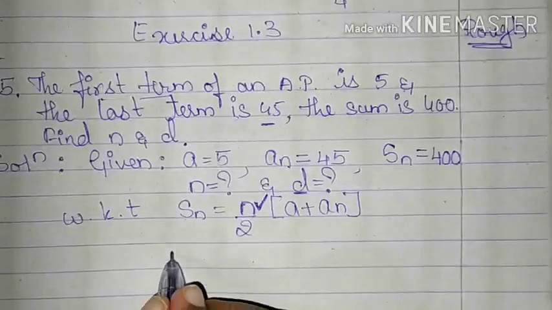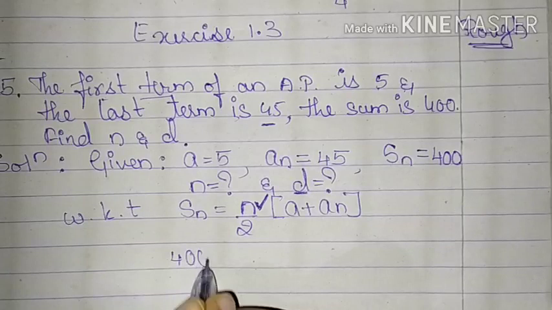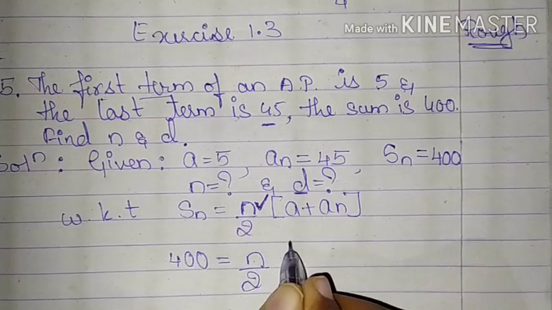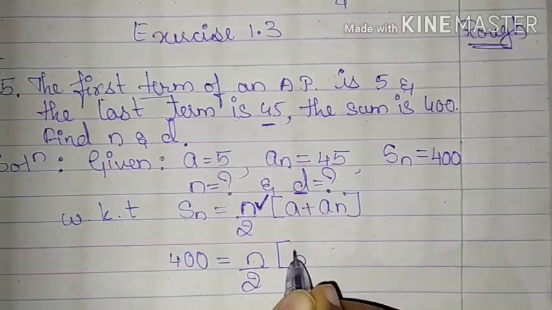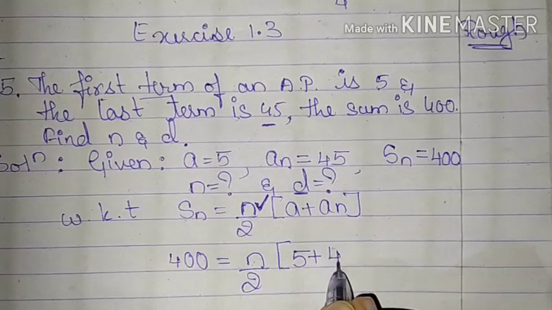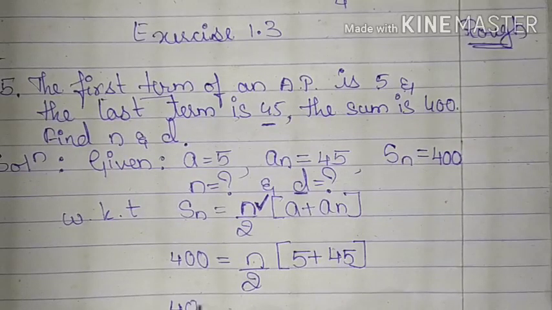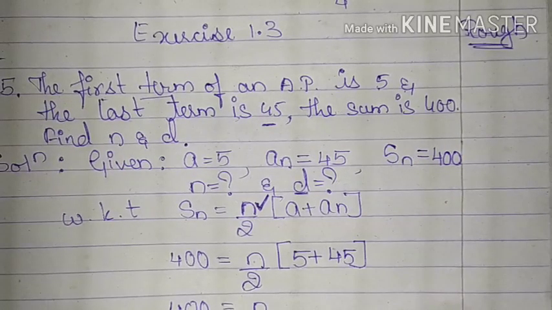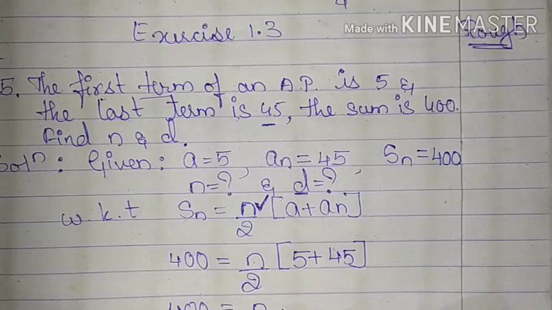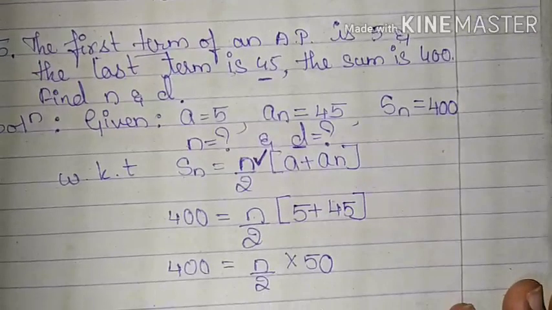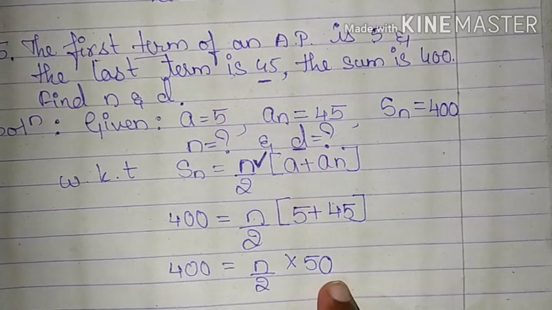So let's move on. Sn is equal to 400. It is given. n we don't know, so let's keep it as it is. a is 5 plus an is 45. So what will happen here? 400 is equal to n by 2 into 45 plus 5, which is 50. Opening the brackets, I'll write it as into 50.